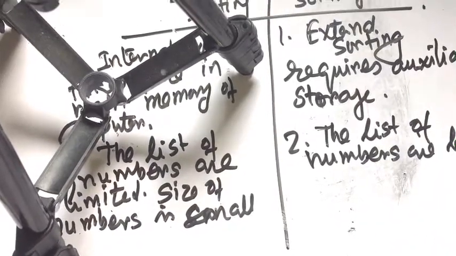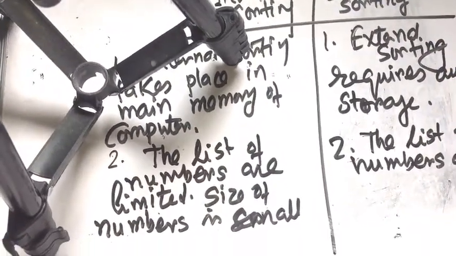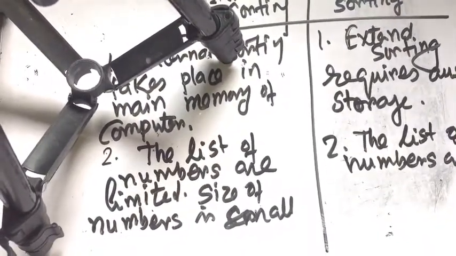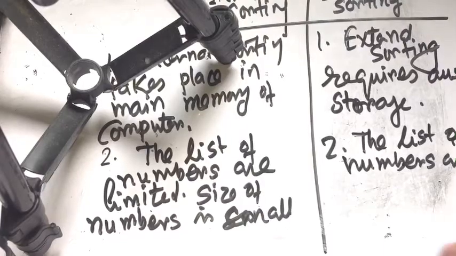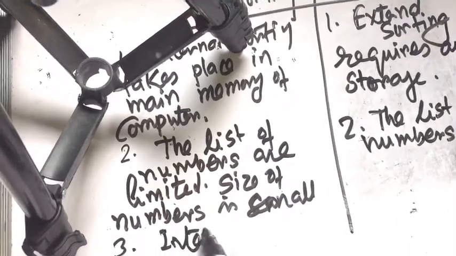In large size. So this is the basic concept. The internal sorting means within RAM, external sorting means RAM as well as hard disk. It takes large size, it takes small size. Now, internal sorting definitely is faster.